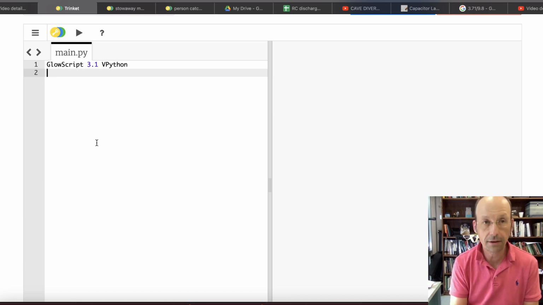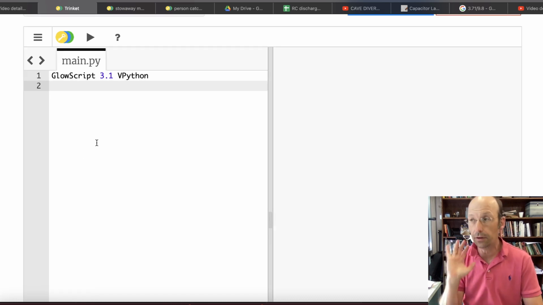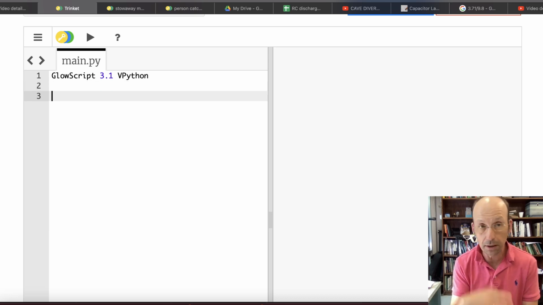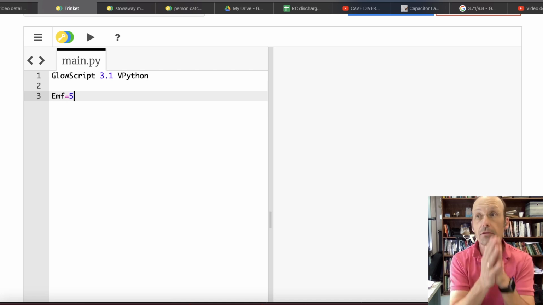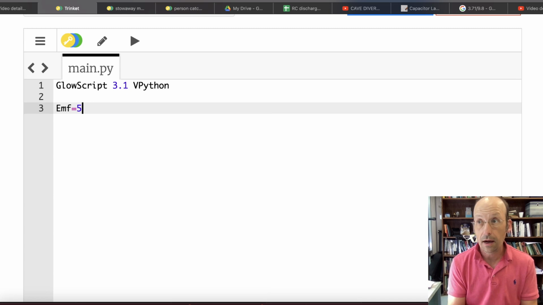Okay, so Trinket is just an online implementation of this. There is an offline implementation too, but this works just fine. So let's just start off with what I have. I have EMF equals 5. We don't want to put units. These are numerical calculations. That means that we have to use numbers. I can't put units in there because Python's like, I don't understand what you're talking about.